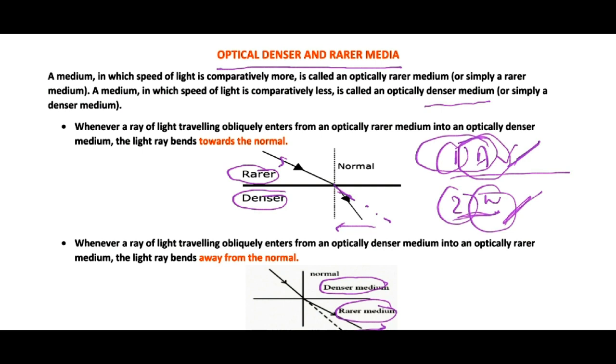I'm repeating again. If a light ray goes from rarer medium to denser medium, it bends towards normal. When a light ray goes from a denser medium to rarer medium, it bends away from the normal.